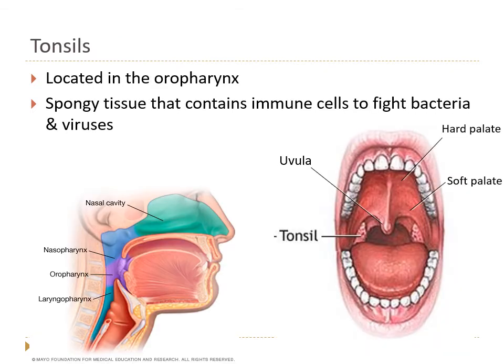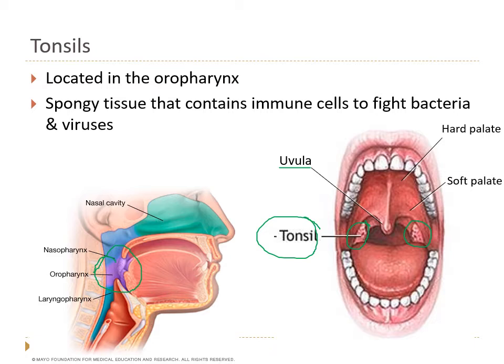So if we look inside the mouth, right, so we're looking back here in the oropharynx when somebody opens their mouth nice and wide, you can see the tonsils are one on each side, way far back in the throat. And they're this really strange spongy tissue, and it contains immune cells to help fight off bacteria and viruses. In some people, the tonsils are normally rather large, and in some people, they're so small as to almost be impossible to see.